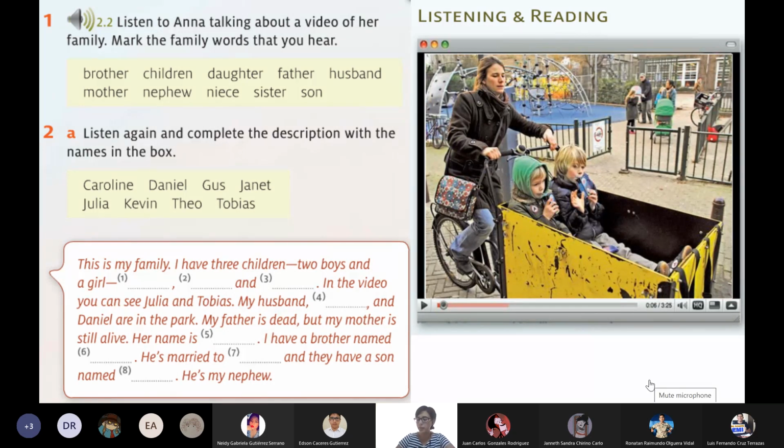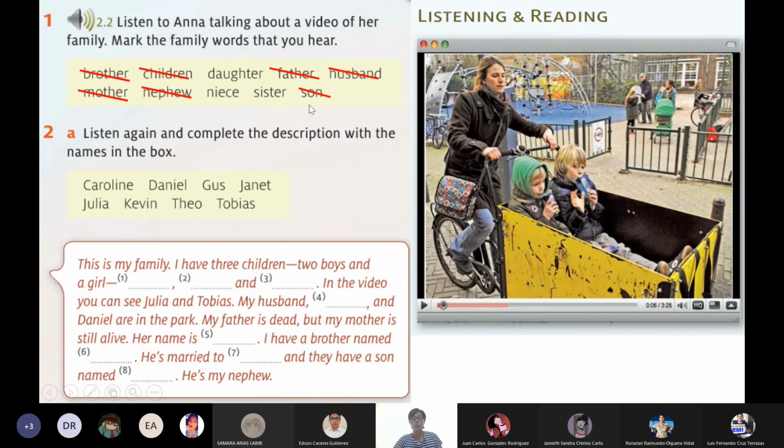Okay, so let's check it out, please. Samara, which words do you listen? Which family members do you listen? Three children, husband, father, mother, brother, son, and nephew. Okay, thank you so much, Samara. So brother, mother, father, son, husband, nephew. Yes, so those are the correct words. Brother, mother, children, nephew, father, husband, son. Perfect. Thank you so much, Samara.